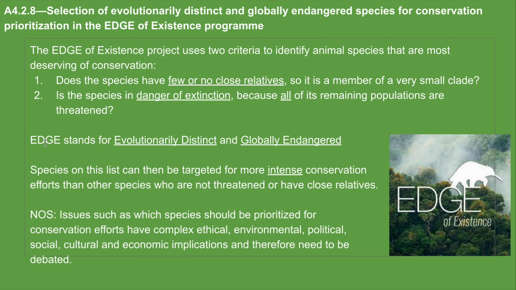And so EDGE is a really handy acronym that stands for evolutionarily distinct, right? Few or no close relatives, and globally endangered. All of its populations are in danger of extinction. And so species that make this list that qualify as evolutionarily distinct and globally endangered can be targeted for more intense conservation efforts than other species who are not threatened or have close relatives.